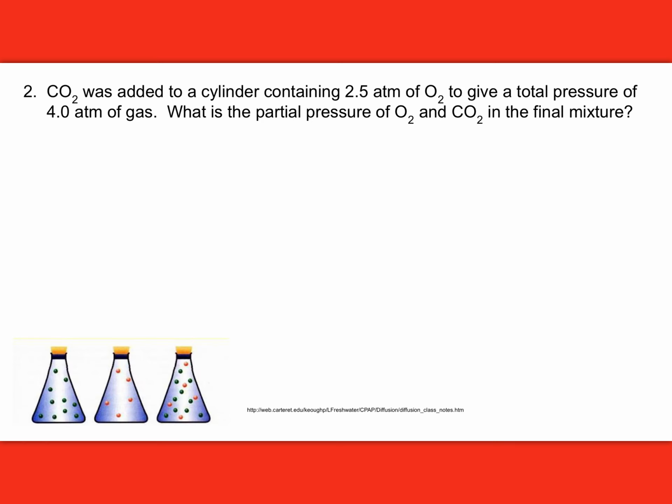And that's it. The second question reads, carbon dioxide was added to a cylinder containing 2.5 atmospheres of oxygen to give a total pressure of 4 atmospheres of gas. What is the partial pressure of oxygen and carbon dioxide in the final mixture? We know that the total pressure will equal the partial pressure of the carbon dioxide and the partial pressure of the oxygen together. I'll rearrange this equation.